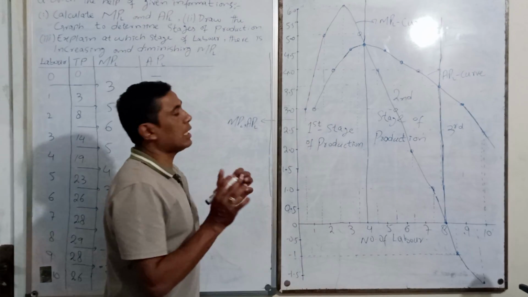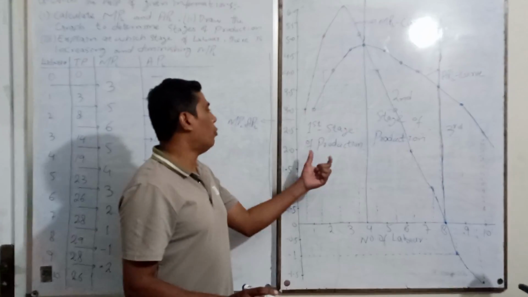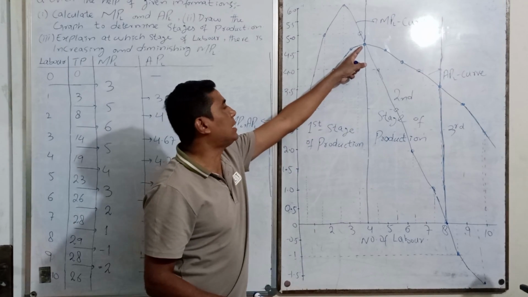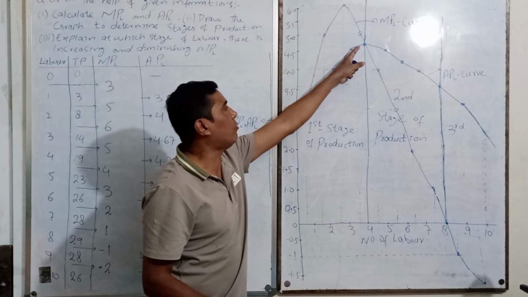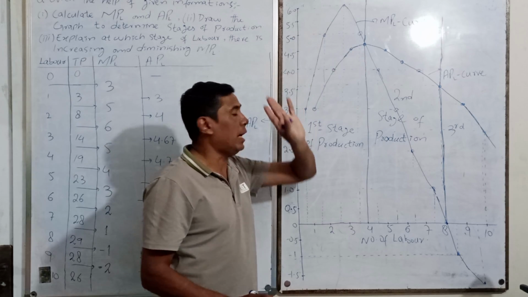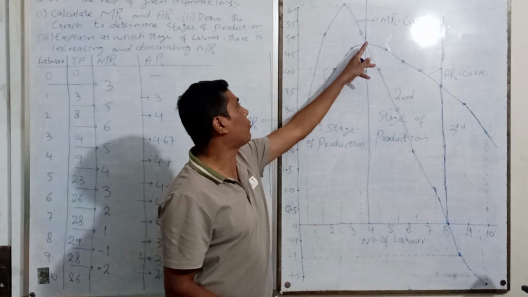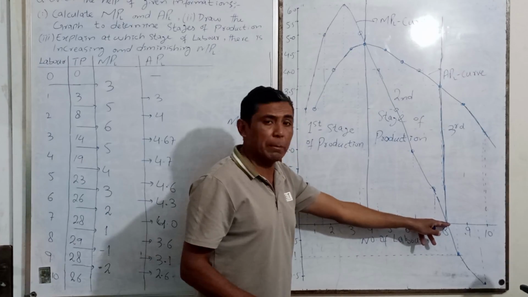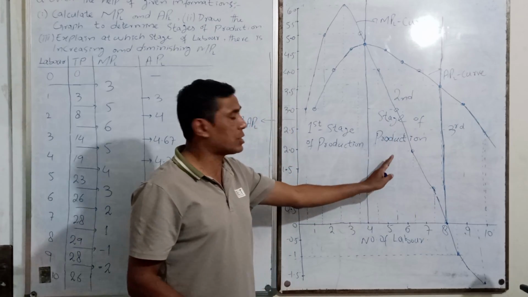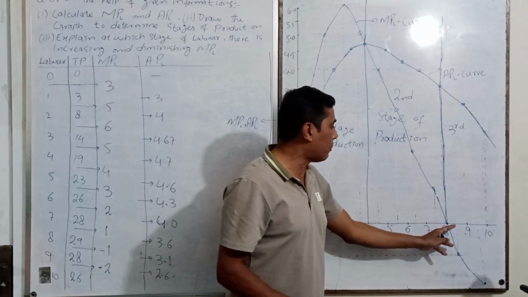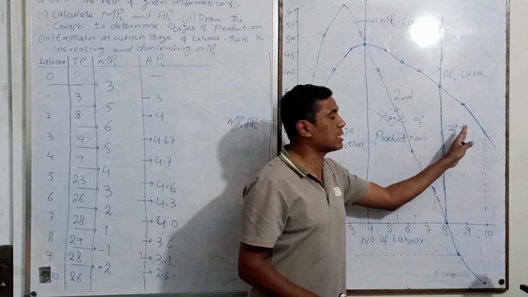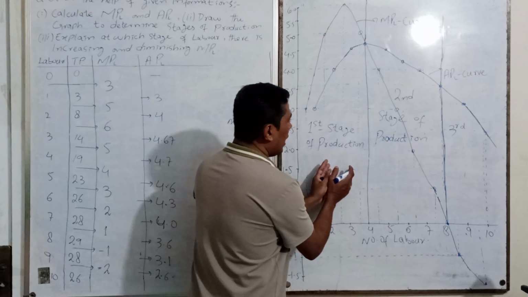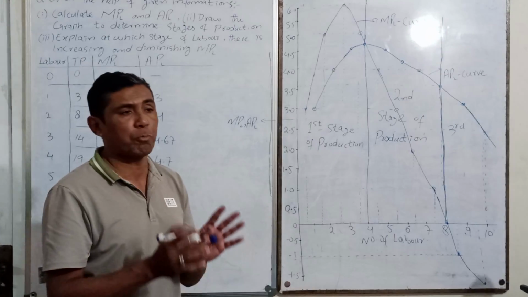Clear? So now these are the three stages of production. The first stage starts from 0 till the intersection point of average product of labor and marginal product of labor. The second stage of production starts from this intersection point till marginal product becomes 0. And the third stage of production starts when marginal product becomes negative. So through these two graphs you can determine the stages of production.